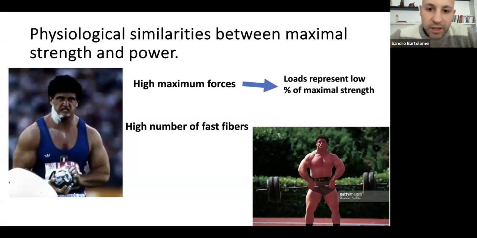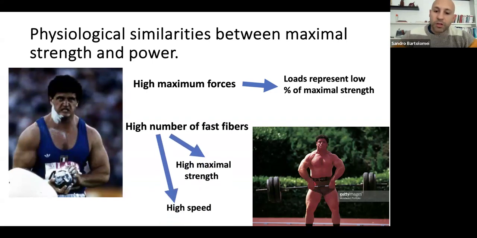Because if the individual is able to produce high levels of force, then a certain load represents a lower percentage of the maximum strength. And by the relationship between load and speed, we know that at low percentages of the maximum strength, each individual is able to obtain a higher acceleration. Also, the high number of fast fibers is important for both high speed and high maximal strength.